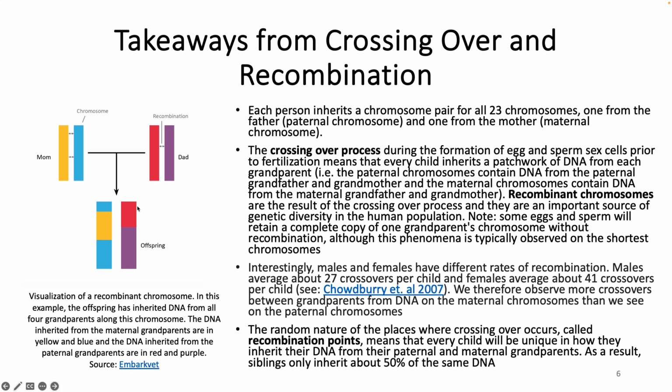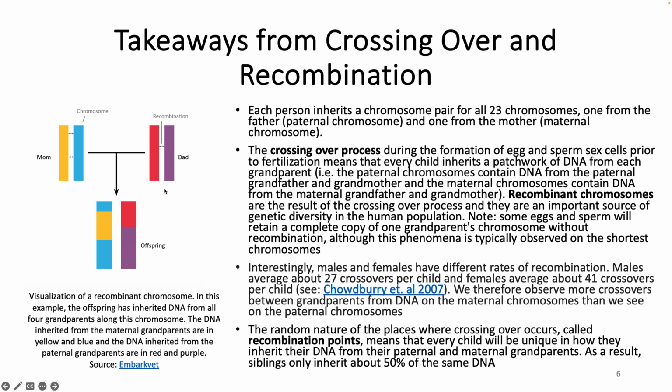And this is actually a nice example here on this picture, where there was just one crossing over point here from the father's side, where it changed from red to purple. And then over here on the maternal side, we actually see two crossovers, from blue to yellow, and then from yellow to blue. And this is a pretty common phenomenon where we see more points of crossing over on the maternal chromosomes than on the father's side.